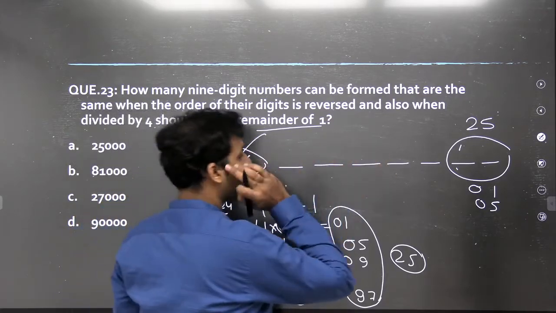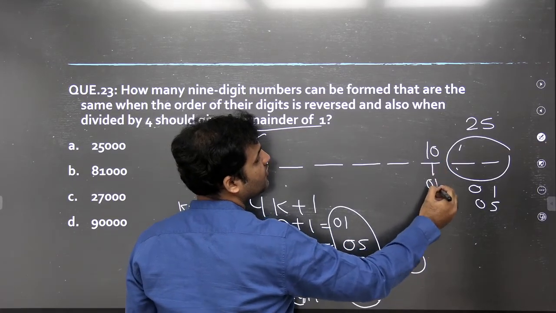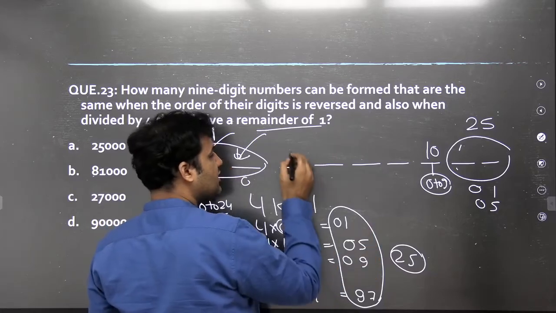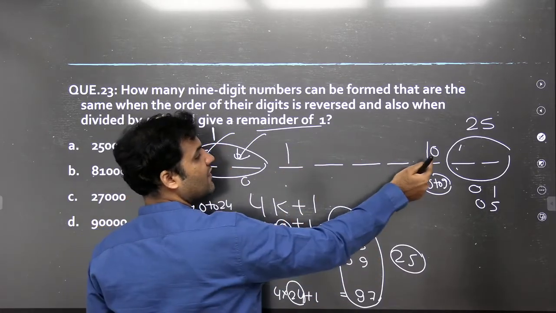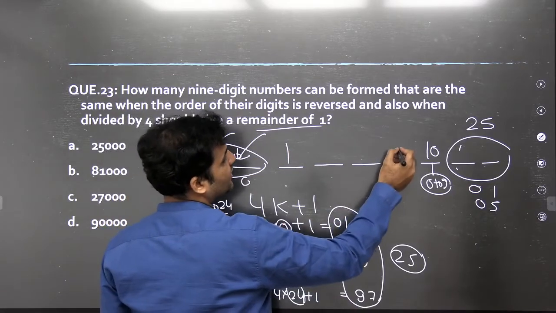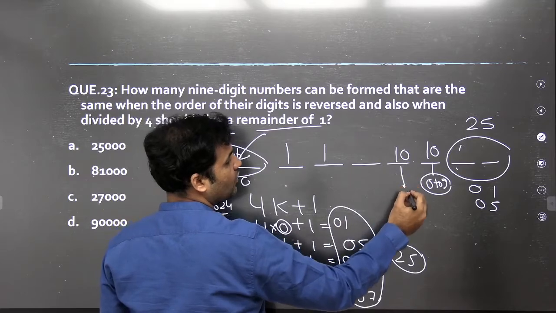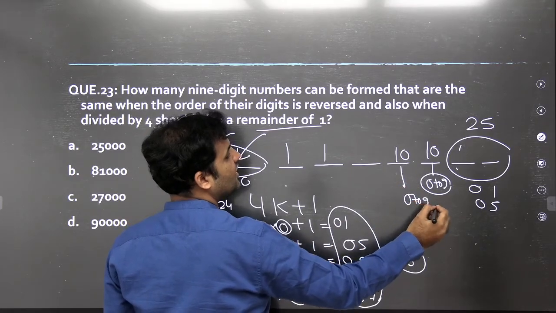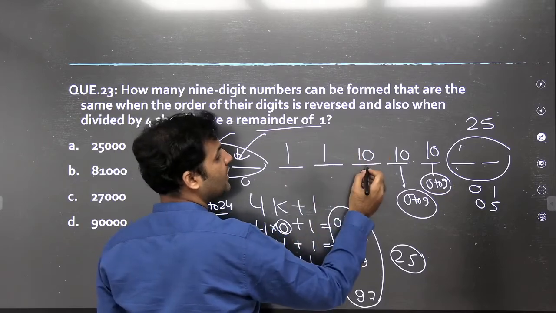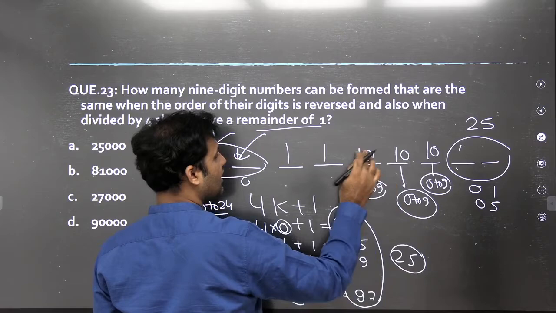Now after that, this place can be filled in 10 ways. You can place any number from 0 to 9 over here. This place can be filled in only one way, because whatever number is coming over here should come over here, by the condition of palindromic. Similarly, this place can be filled in 10 ways. This also can give you any number from 0 to 9. And then this number can also be filled in 10 ways. Any number from 0 to 9 can come over here.